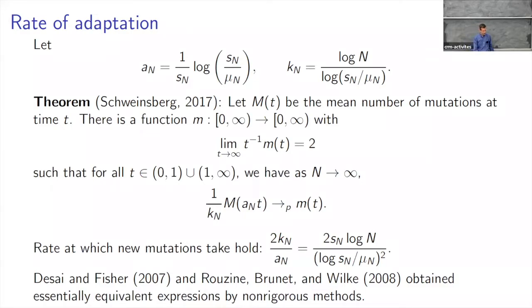Desai and Fisher, and Rouzine, Brunet, and Wilke had also obtained essentially equivalent expressions for the speed of evolution using non-rigorous calculations.